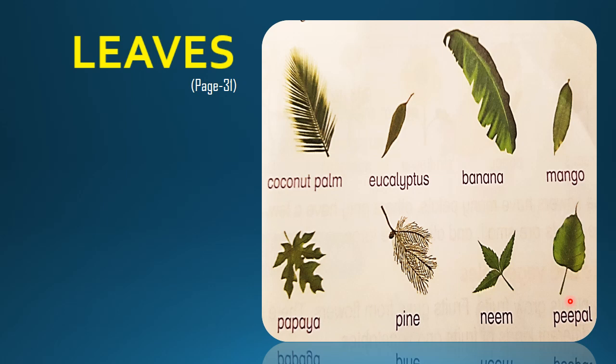In size, some leaves are big and broad, some are short and small. And similarly, you can see that they have different shapes as well. Some are spiky, some are curved, some are smooth, some are pointed, some are feather-like, some are heart-shaped. And dear students, where do these leaves grow? Leaves grow on plants.